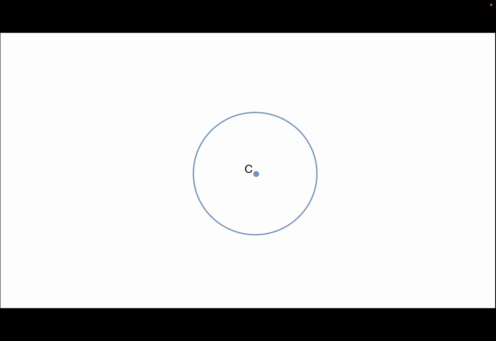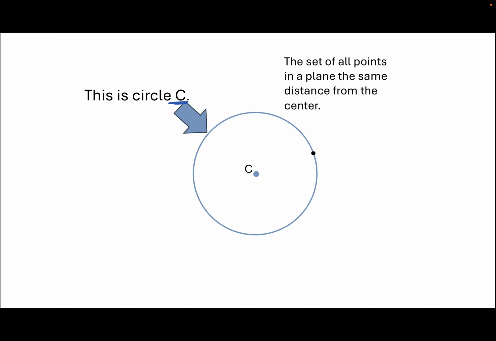So first of all, I would like to introduce you to this circle. Here's a circle, and this is circle C. The reason it's circle C is because the center of the circle is the C. The definition of a circle is the set of all the points in a plane that happen to be the same exact distance from the center. So every point on this circle is exactly the same distance. That's why it doesn't bulge out. It's not an oval. It's a true circle.